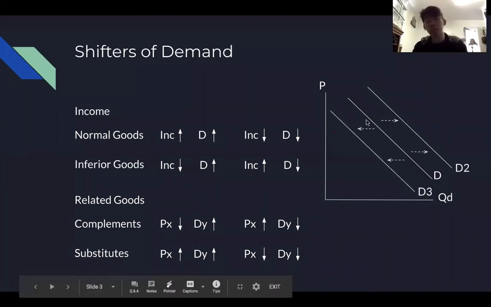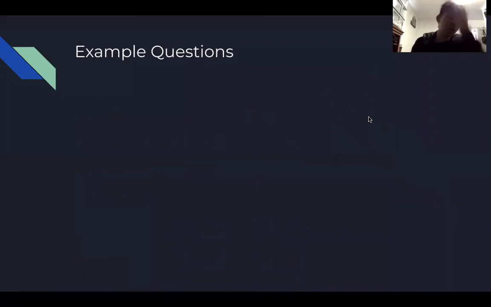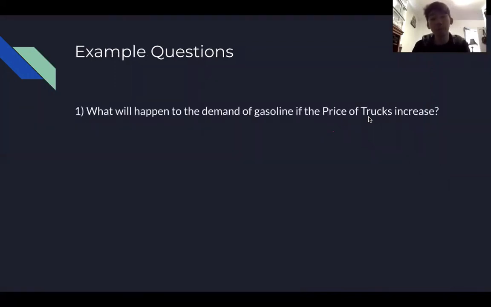All right, so let's do a couple of example questions. First off, what will happen to the demand of gasoline if the price of trucks increases? You have to think: what type of shifter is this? Gasoline and trucks are goods that really go well together. If the price of trucks increases, people in the market will generally tend to buy fewer trucks. And if people are buying fewer trucks, they don't need as much gasoline. So the demand of gasoline is going to decrease. This is a complement.